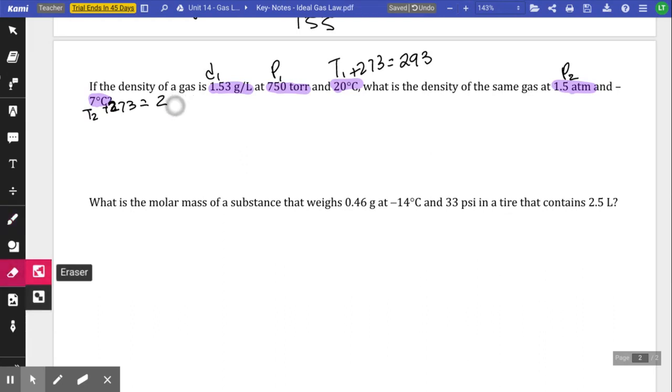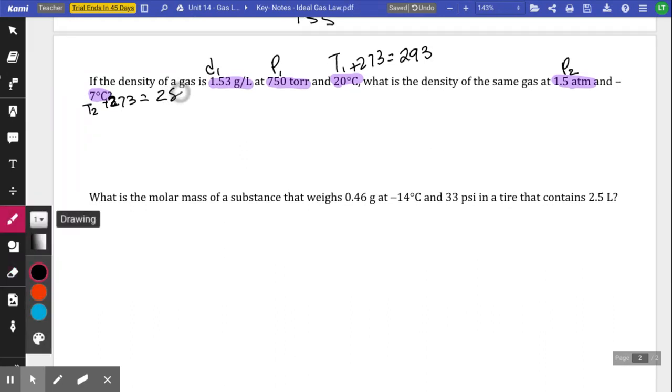So what am I missing? I have the density of this first one, I have the pressure, I have the temperature. What I don't have is the molar mass. We know the molar mass should be the same for both of these situations. So I'm going to solve for the molar mass of the first gas, and then use that molar mass and plug it into the second gas to solve for my density. So for my first gas, my molar mass is equal to dRT over P.